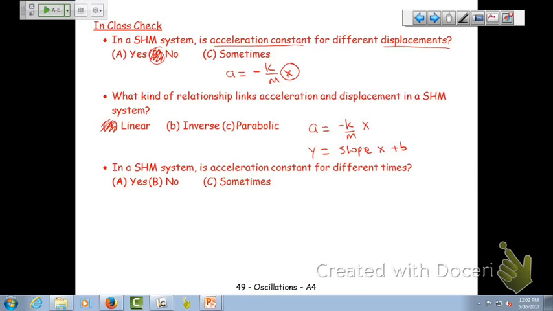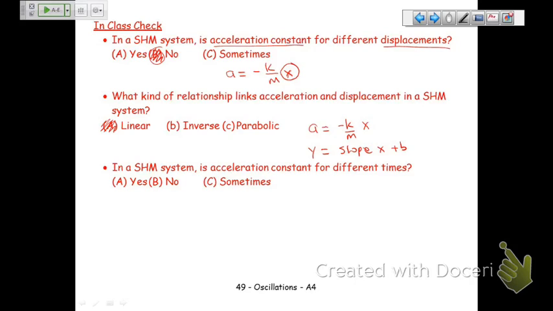But the answer is that the acceleration is not constant for different times. Because if you think about it, if A is equal to minus K over M times X, and X is dependent upon time, which clearly is. We did a graph where we showed time going downwards, and we showed X here. In different times, we have different X's. With different X's, we have different accelerations.